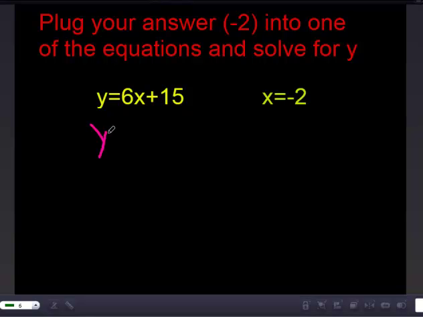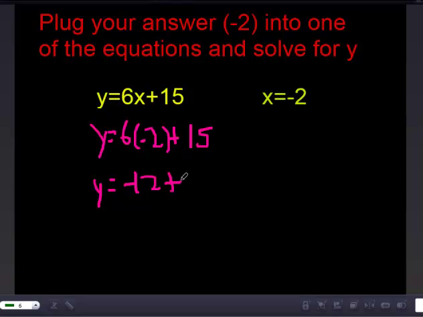So y would equal 6. It's not an x anymore. It would become -2 because we solved for it, plus 15. So y equals -12 plus 15. So y would equal 3. So my real answer to this system of equations would be -2, 3. Make sure you put the parentheses, the comma in between, no spaces.